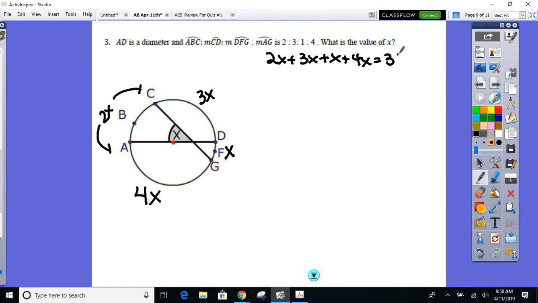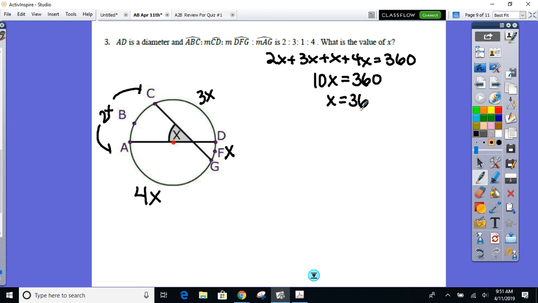So that's the first thing I'm going to suggest: take all those, add them up, equal to 360. A common mistake I see is a 180 getting plopped in there. You could do an equation with 180, but it wouldn't involve all four of them. So how many x's are we rolling with here? 10 x's equals 360. So what's the value of x?